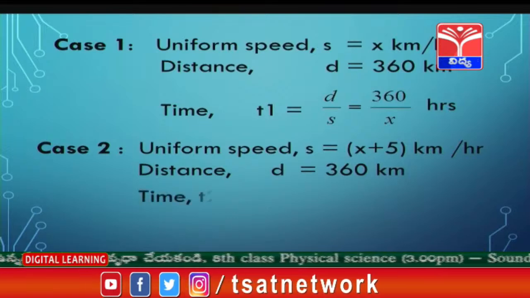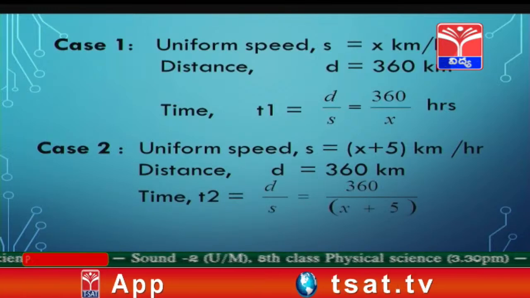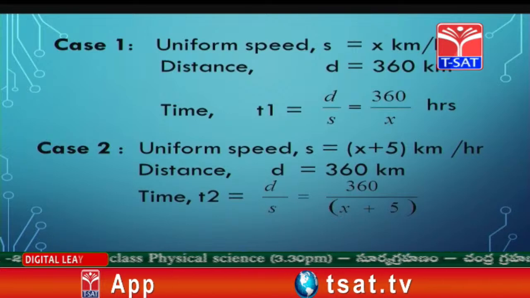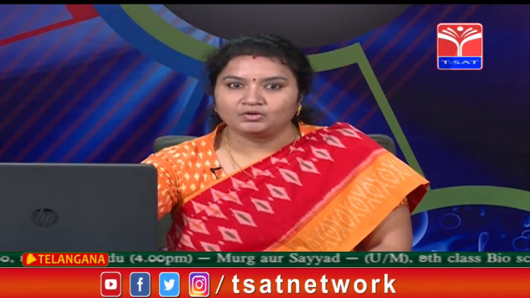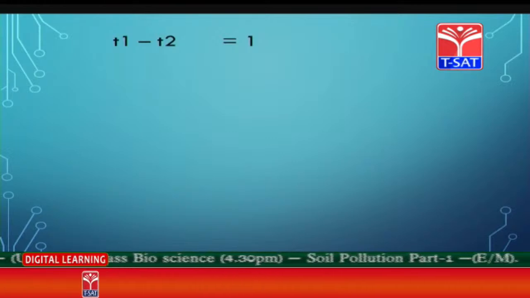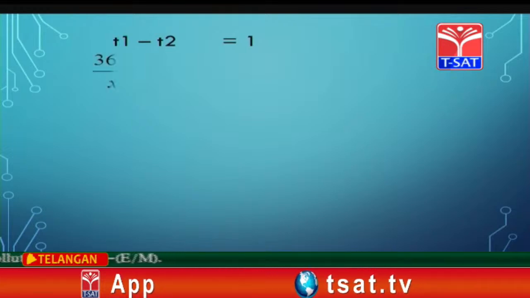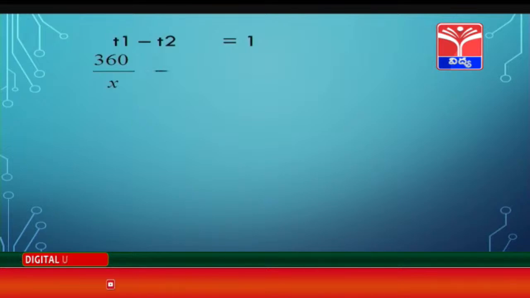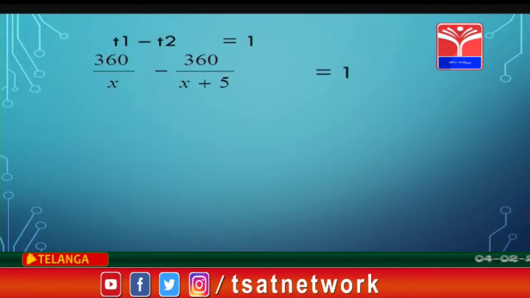So, now our time t2 can be taken as d by s, which is equal to 360 by x plus 5 hours. In the question it is given the train would have reached 1 hour before. So, the difference between the time would be t1 minus t2, which is equal to 1. Let us substitute the values of t1 and t2 in the respective places. Now, t1 is 360 by x and t2 is 360 by x plus 5. So, 360 by x minus 360 by x plus 5 is equal to 1.